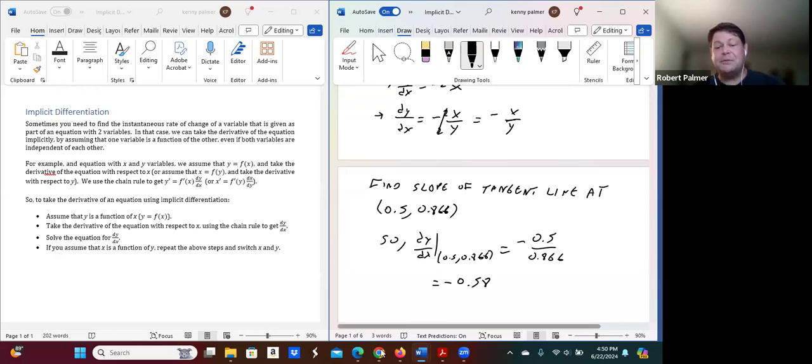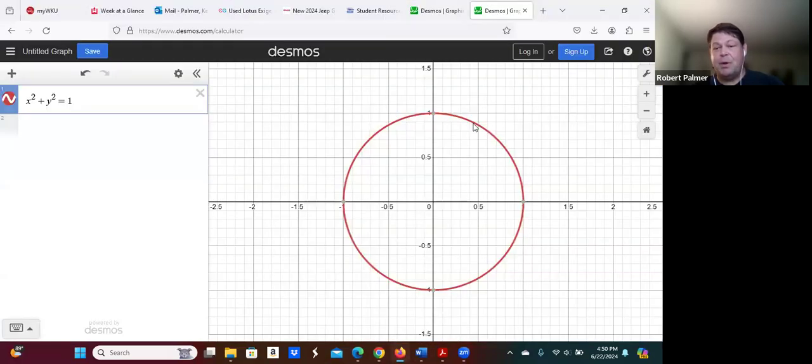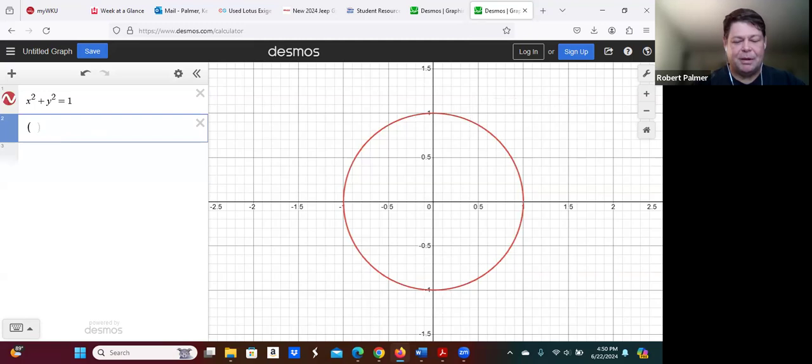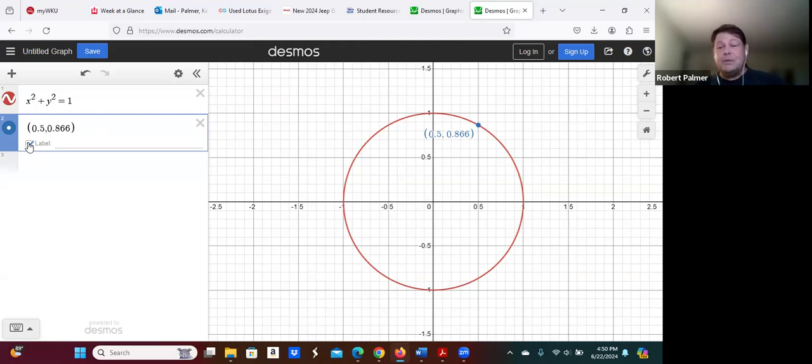Now, first off, let's make sure that does at least make sense so far. Let's go back. That point is right about here. Okay, there we go. In fact, let me go ahead, I can also plot points with decimals. Let's just type that in: 0.5 and 0.866. Okay, and label it. Now, notice the slope of that tangent line should be negative, and it is.